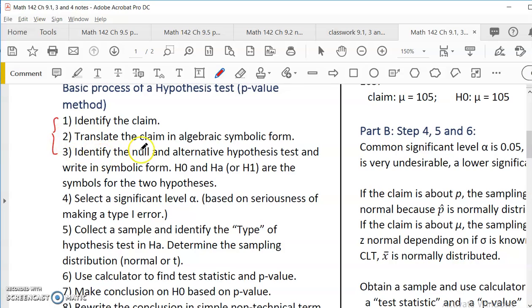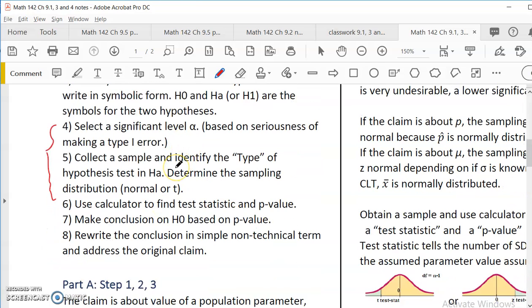The first two are set up the hypotheses and the claim. The second part, steps 4, 5, 6, is to actually do the calculation, using the sample. And this is when you actually do the hypothesis analysis. In our case, we would use a calculator. So the last thing is to use the calculator to find something. And then the last step is to make the conclusion to see if your original claim is correct or not. Okay, so basically like that.